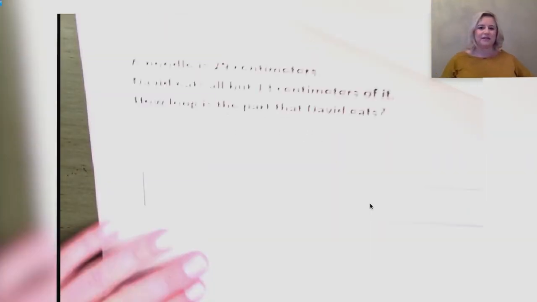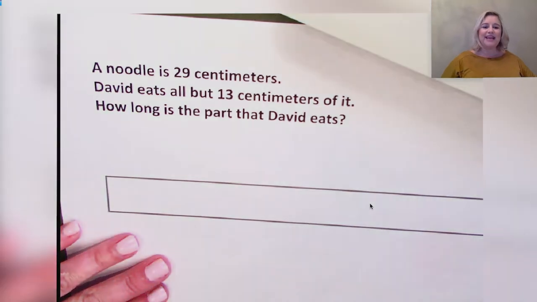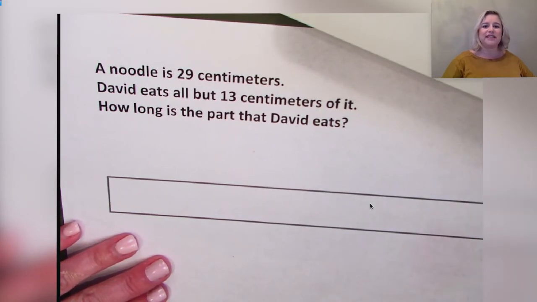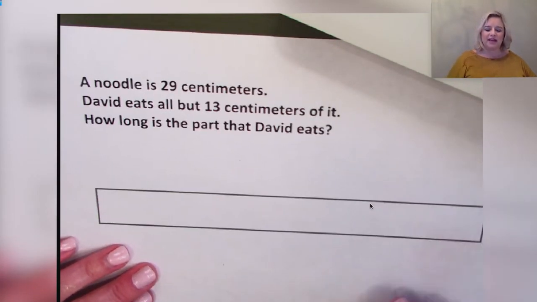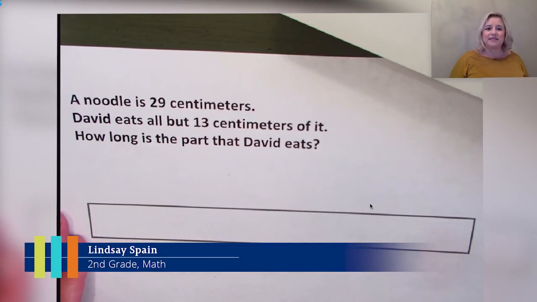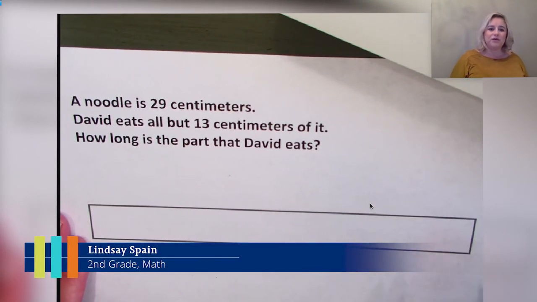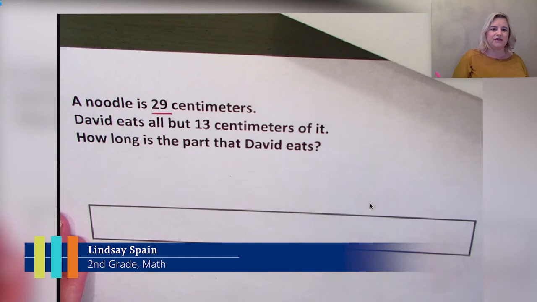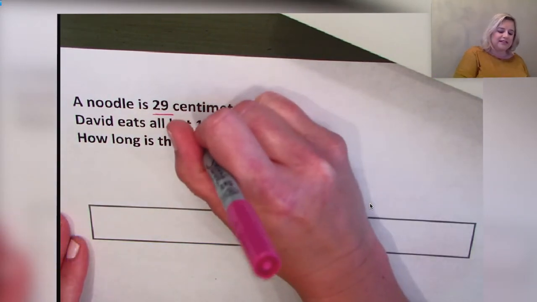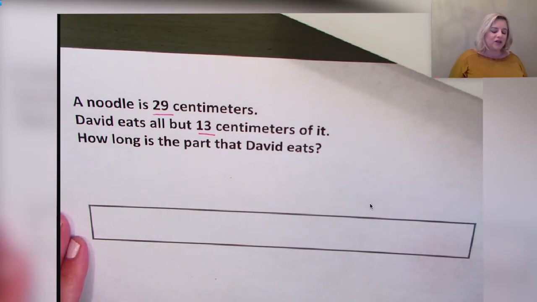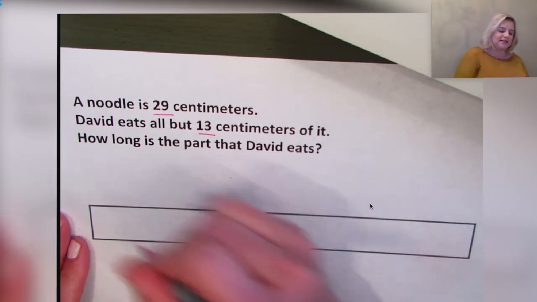Now, let's try some more. Are you ready? A noodle is 29 centimeters. David eats all but 13 centimeters of it. How long is the part that David eats? Okay, so let's go back and make sense of our problem. A noodle is 29 centimeters. David eats all but 13 centimeters of it. How long is the part that David eats?